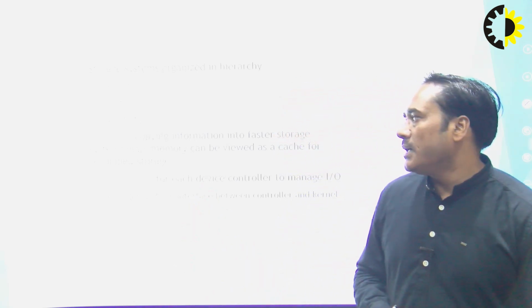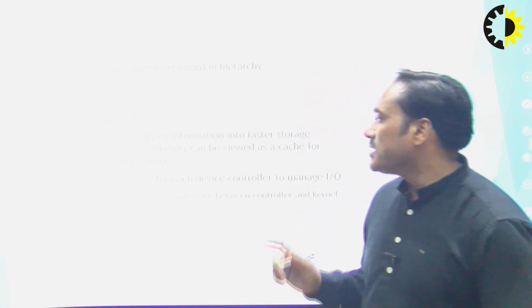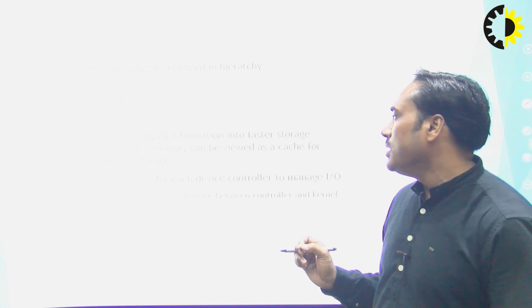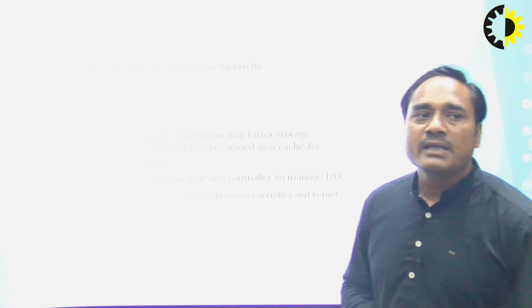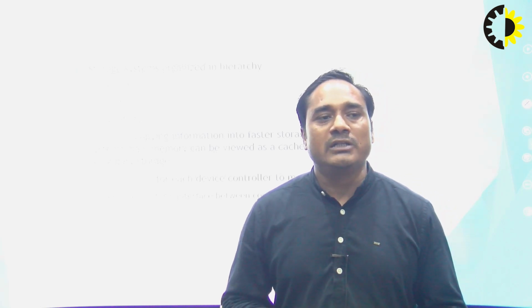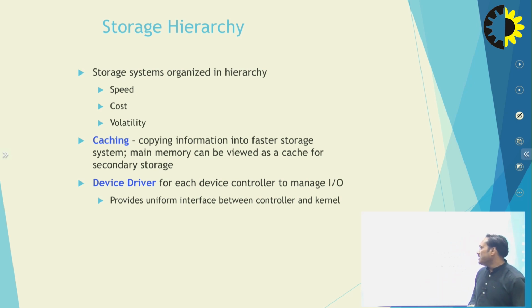Now the next storing device, or storing memory, is called caching. Caching is copying information into a faster storage system. Main memory can be viewed as a cache for the secondary storage. Cache is a faster storage device where you store the data. Cache is a temporary storage where your data is locally stored and not permanently stored. Now the next point is the device driver. What is the device driver? For each device controller, it manages input output.